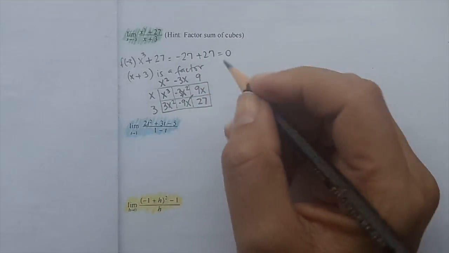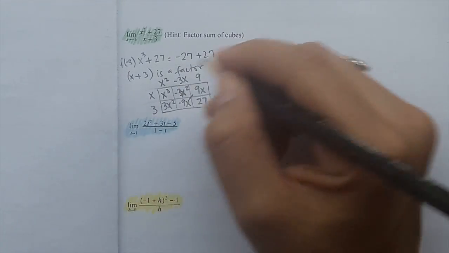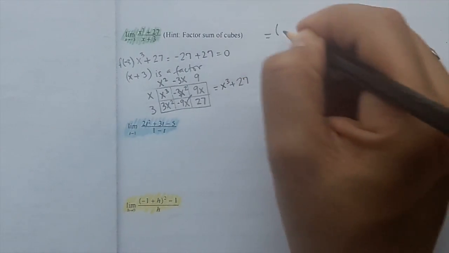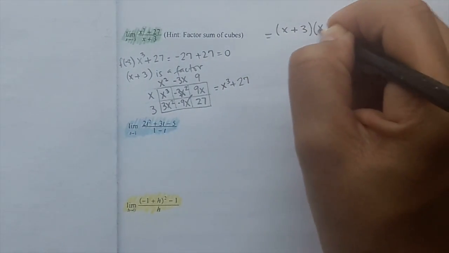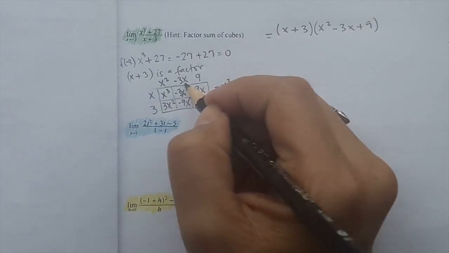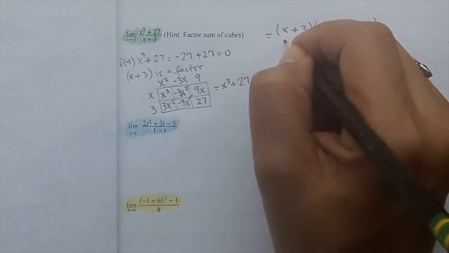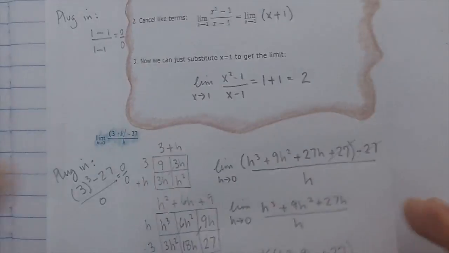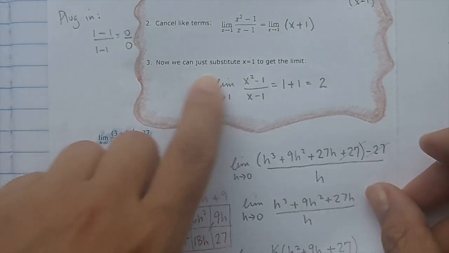So I get x squared minus 3x plus 9 is the other factor. So what we're saying is x plus 3 times x squared minus 3x plus 9 is going to give you x cubed plus 27. Okay, so that is how you factor that, all over x plus 3. So you cancel like terms, you've canceled them, and then just plug in.